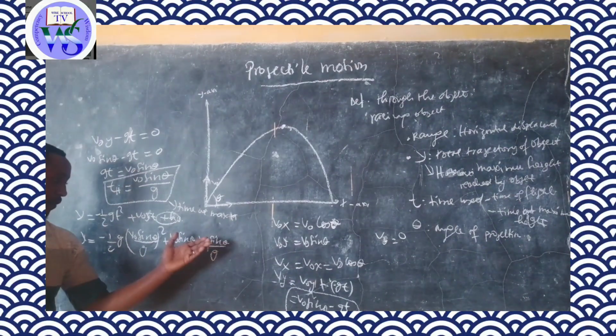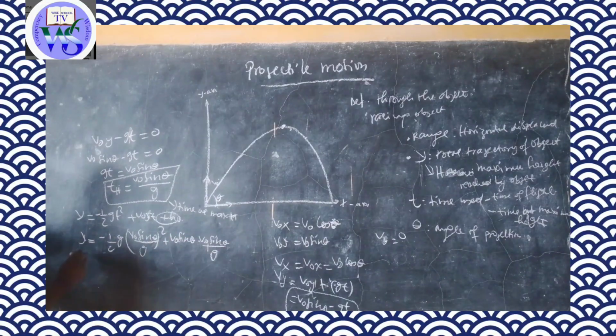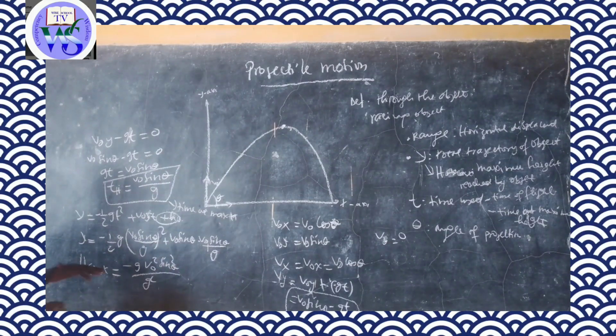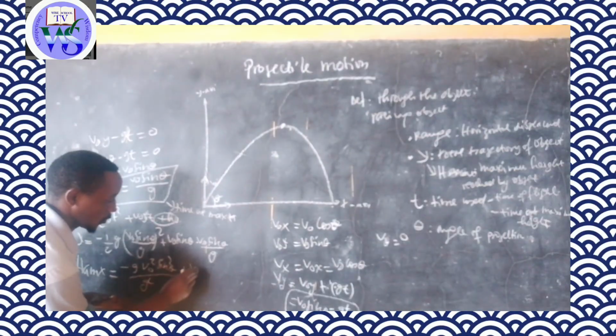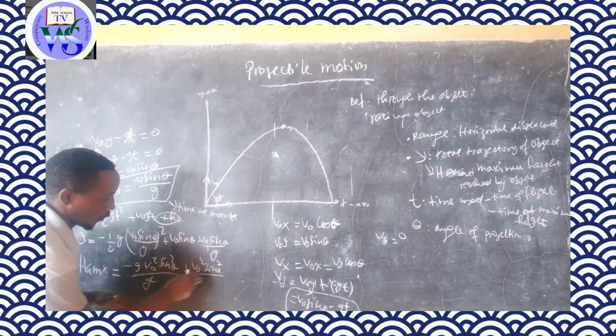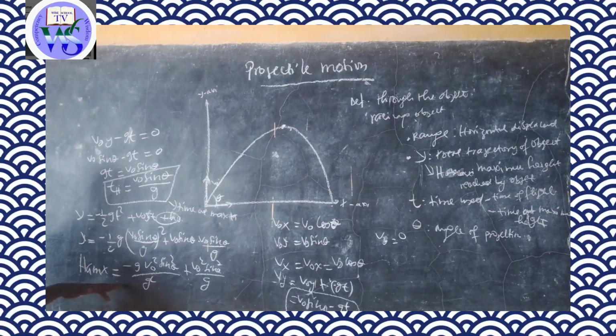So when you multiply this and that, h max is equal to minus g v0 squared sine squared of theta over g squared, plus v0 squared sine squared of theta over g. So we simplify this and that, and for that we find the common denominator.